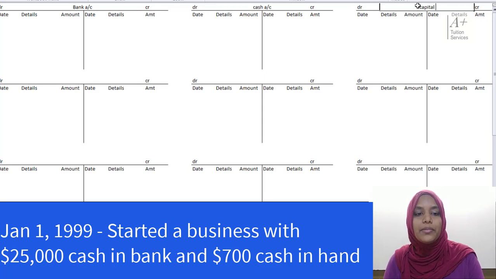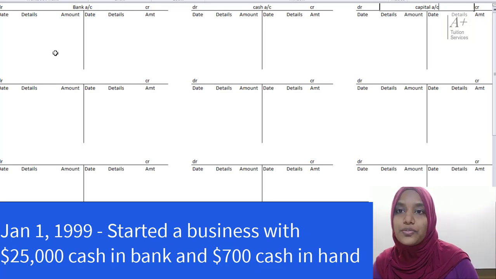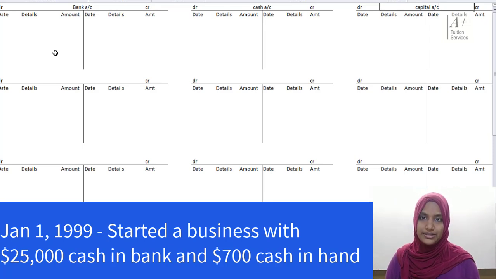Okay, remember, we have date, details, and amount, and we get this information from the transaction. And remember, when we make a double entry, the transaction is entered twice in two accounts. Usually one account is debited and one account is credited. In this case, the debit accounts will be cash and bank, and the credit account will be capital. Capital is always a credit account. So we're going to start.